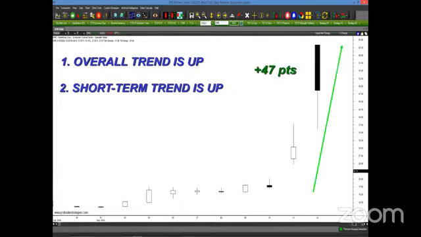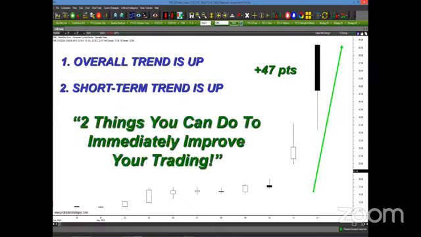And then we all know what happened. In the following days, the market shot up 47 points from a roughly $15, $20 stock all the way up to in the 60s. Now that went off some announcement that someone made over the internet, but you would have known this in advance. So this is what we're going to be sharing with you and teaching you today, revealing these two things that you can do to immediately improve your trading. And remember, they are extremely, extremely simple.